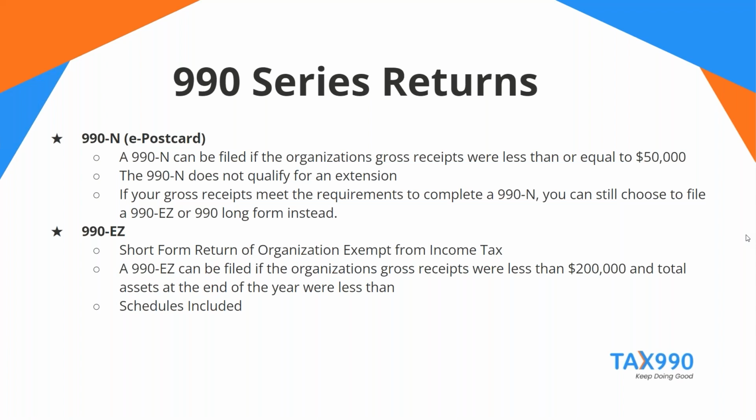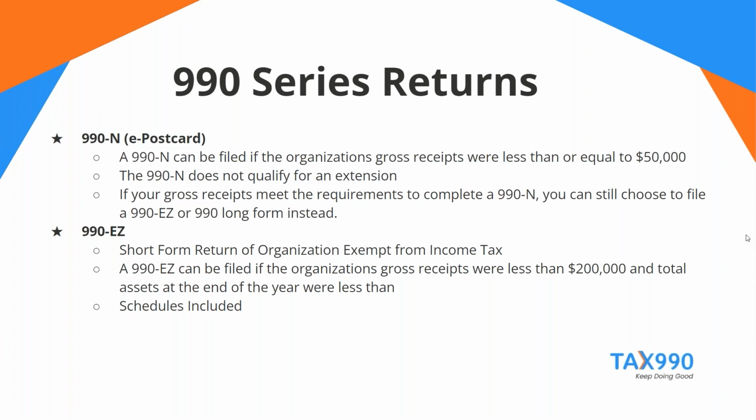When choosing which form to file, you can always file up, but you cannot file down. Meaning, if your gross receipts meet the requirements to complete a 990N, you can still choose to file a 990EZ or a 990 long form instead. However, if your organization meets the requirements of a 990EZ, you cannot choose to file a 990N instead.